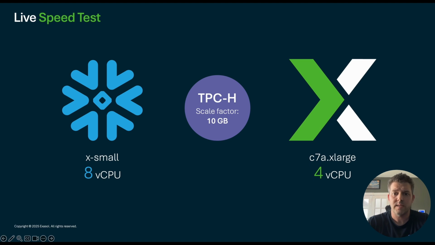We have a Snowflake standard virtual warehouse with 8 vCPU and an Exasol single node deployed using a C7A extra large EC2, which has 4 vCPU, half the compute power. So let's see what our results are.